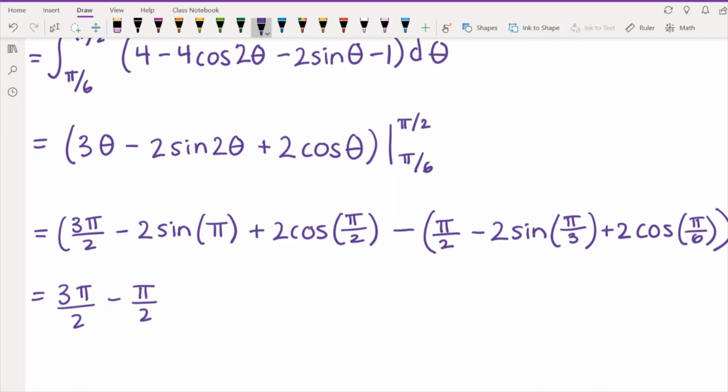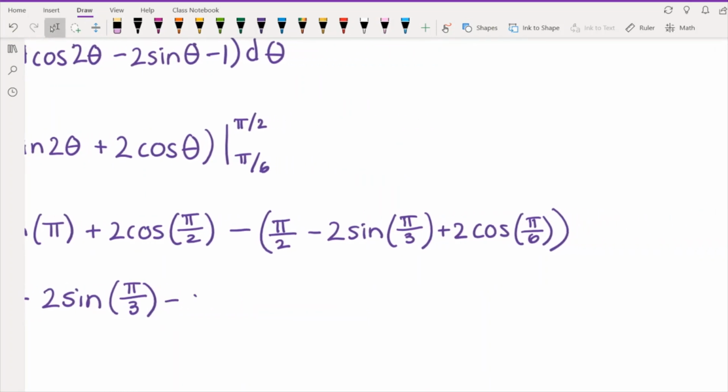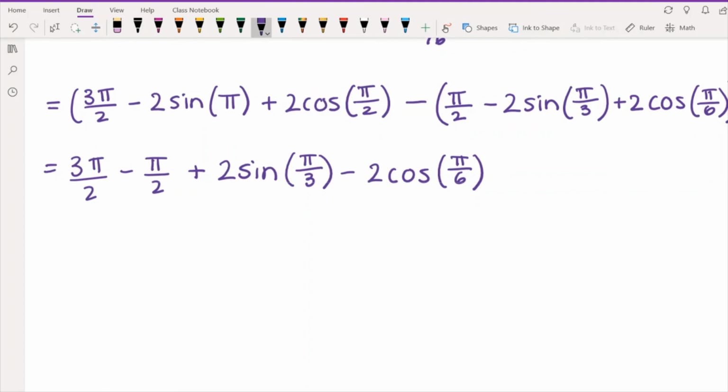And then here, sine of pi over 3 is equal to square root of 3 over 2. Let me write this as an intermediate step so that you can follow. This is going to become plus 2 times sine of pi over 3, and then minus 2 times cosine of pi over 6. Here, 3 pi over 2 minus pi over 2 is just going to be pi, right? It's 2 pi over 2, which is just pi. So we have pi plus, sine of pi over 3 is square root of 3 over 2, so this just becomes square root of 3. And then cosine of pi over 6 is square root of 3 over 2. So again, we have root 3. And so the root 3's cancel out, and we're left with pi.